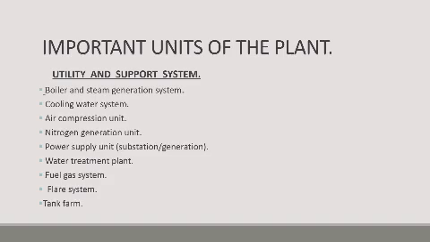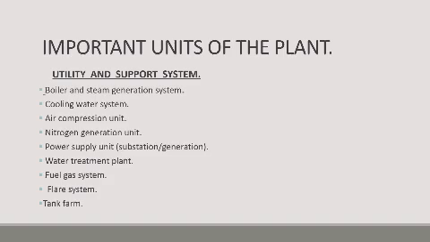You also have the fuel gas system, which is used to supply fuel for reformers, heating, and the reactors in general. We then move to the flare system, which safely burns off excess gases. And then we have the tank farm for storing methanol, water, and other raw materials.